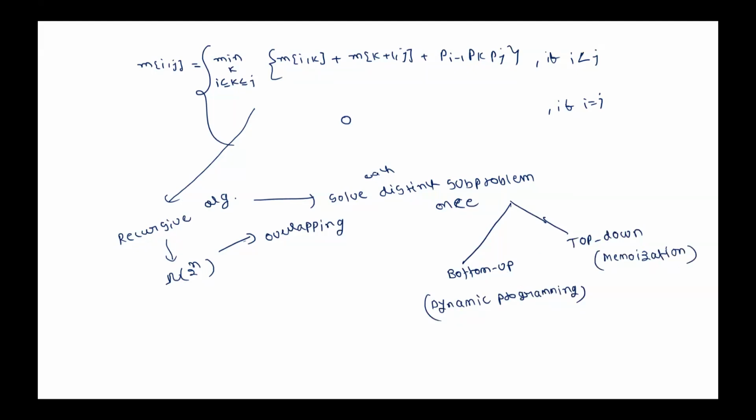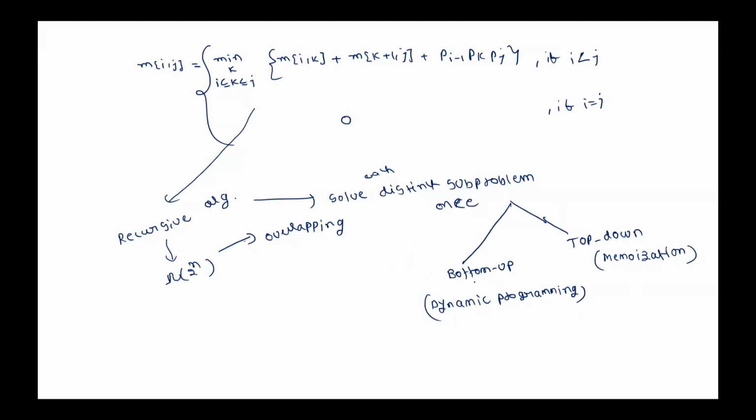So whether we use dynamic programming or memoization, what is our main intention behind this? We are going to ensure that each distinct subproblem is solved exactly once. We can do it in bottom-up fashion or top-down fashion. That's all.